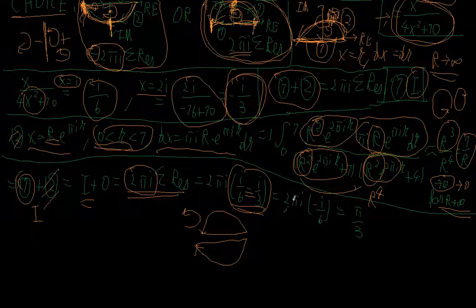So we get 2 pi i times minus i over 6. We can multiply by 2 at the top and bottom, so that would be negative i over 6. And now times 2 pi i, we get pi over 3. And that is our final result.